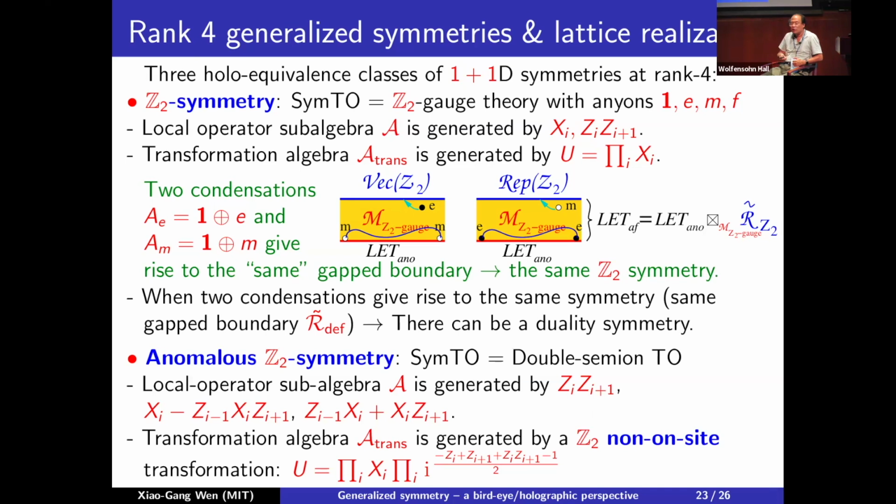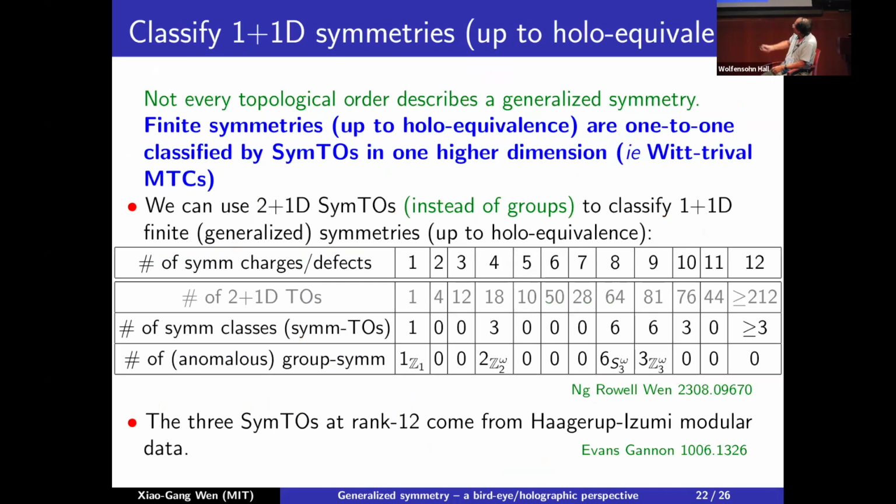So basically, this is a kind of bird's-eye view of the generalized symmetry, but from one higher dimension. And we have some classification of modular tensor categories in 2+1 dimensions, which really classify the symmetry in 1+1 dimensions. So we can have some general picture. When you have a rank 4, that means the bulk has 4 anyons, which means the total number of symmetry charges and symmetry defects is 4. Then we actually have 3 Morita equivalence classes of symmetry. And from the group point of view, we know 2 of them.